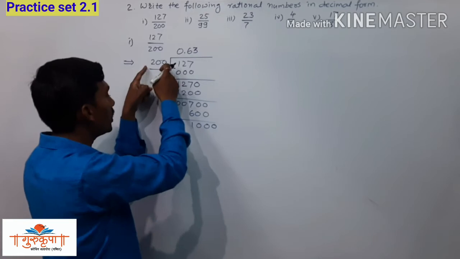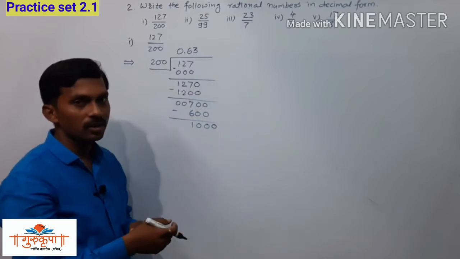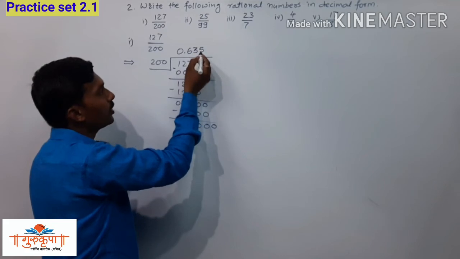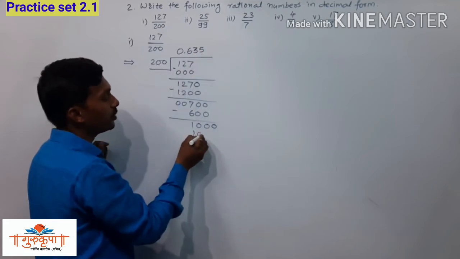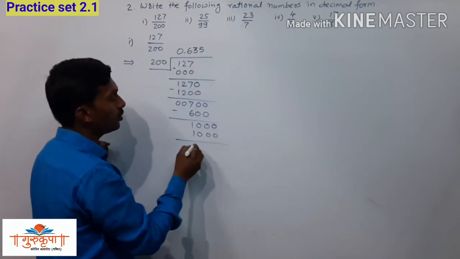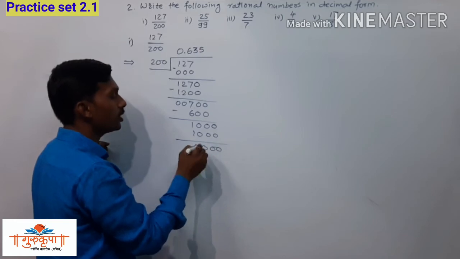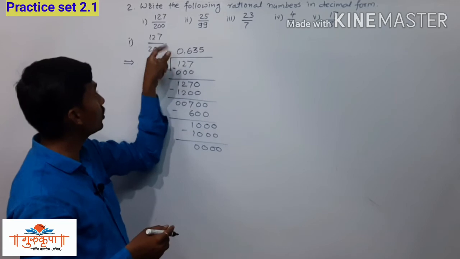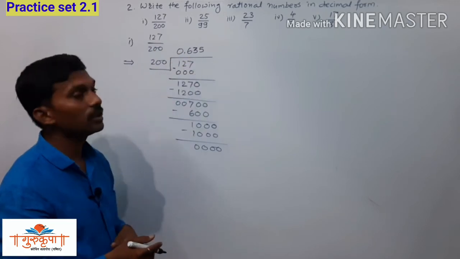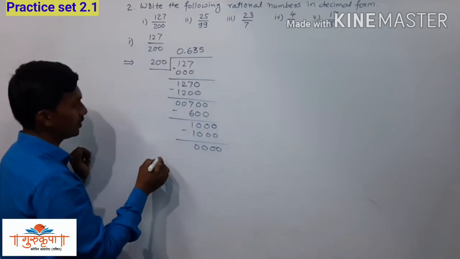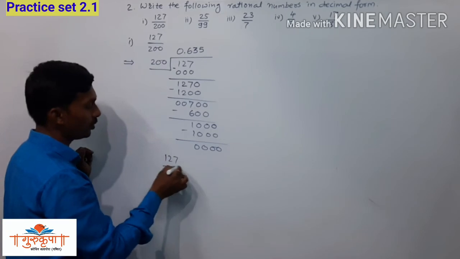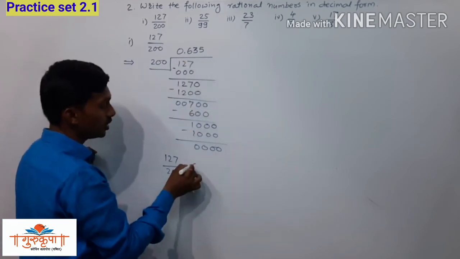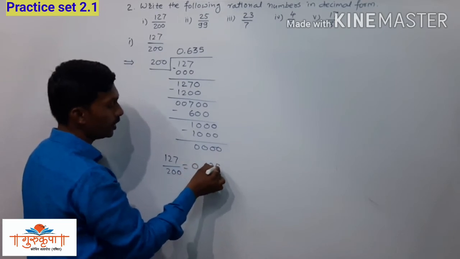Now 5 multiplied by 200 is 1000. So now it gets fixed that we can divide with 5. So here we write 5. 5 multiplied by 200 is 1000. And now the remainder is 0. So this is the decimal form of the given number: 127 upon 200 is equal to 0.635. That is the final answer.